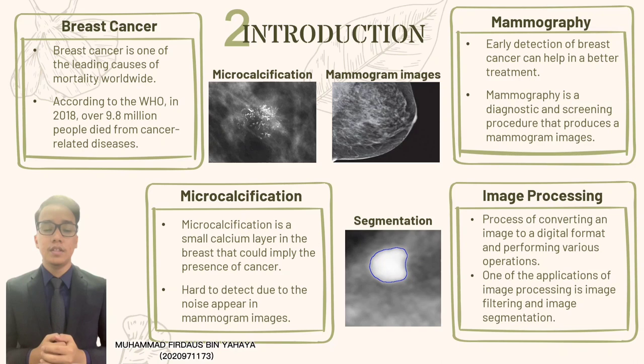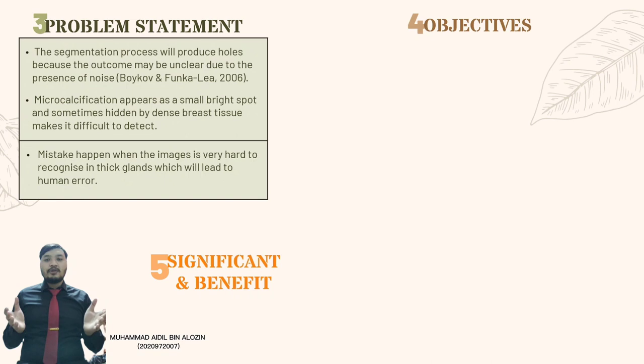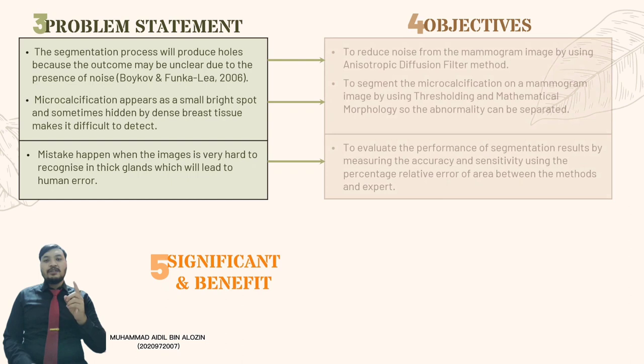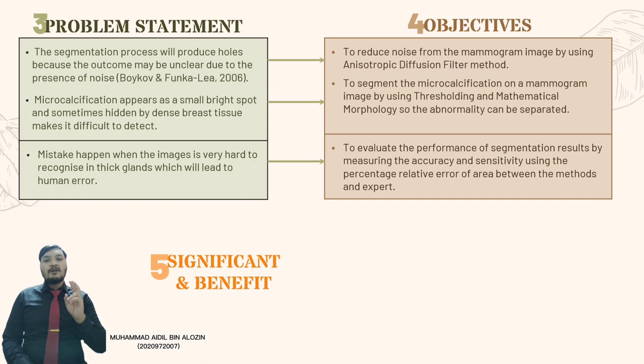Now, I will briefly explain our problem statement, which relates to the project objectives. The first problem is that segmentation without removing noise will make the result not 100% correct. So, our first objective is to reduce noise from the mammogram image by using the anisotropic diffusion filter method. Besides that, the second problem is that the small size of microcalcification makes detection difficult. Hence, our second objective is to segment microcalcification on the mammogram image using thresholding and mathematical morphology methods.